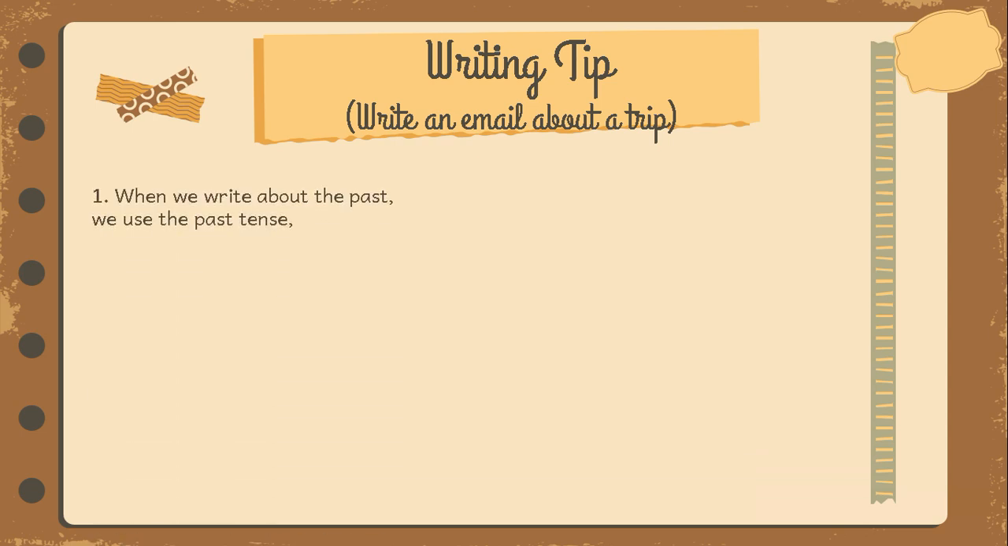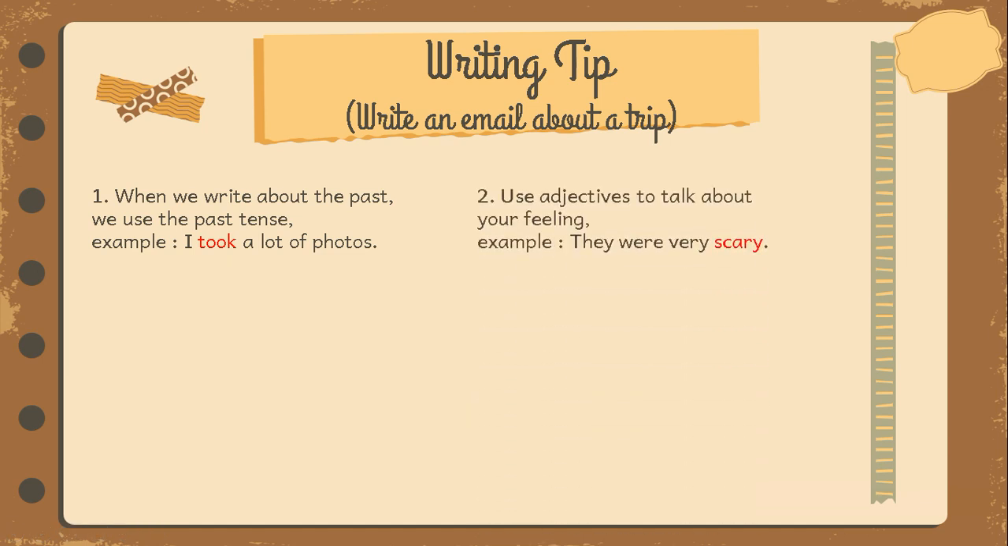Firstly, when we write about the past, we use the past tense. For example, I took a lot of photos. So the word took here is in past tense. Why? Because the event already happened. Number 2, use adjectives to talk about your feeling. For example, they were very scary. So scary is an adjective to show your feeling.